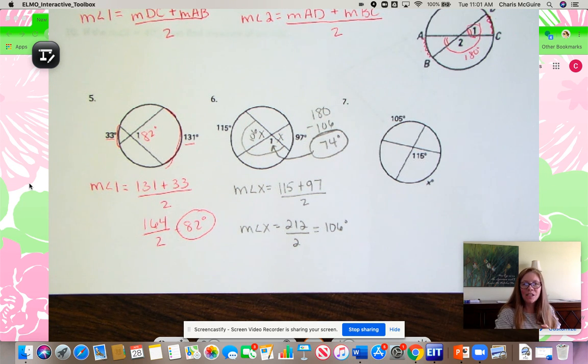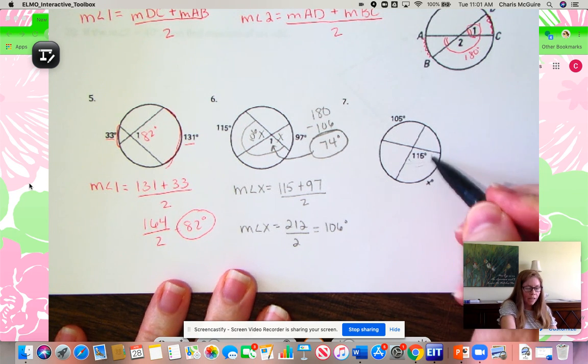All right, last one before we move into our last theorem. Go ahead, number 7, find your value of X. Same formula. Did you get 125? All right, so for this one, we have the angle.